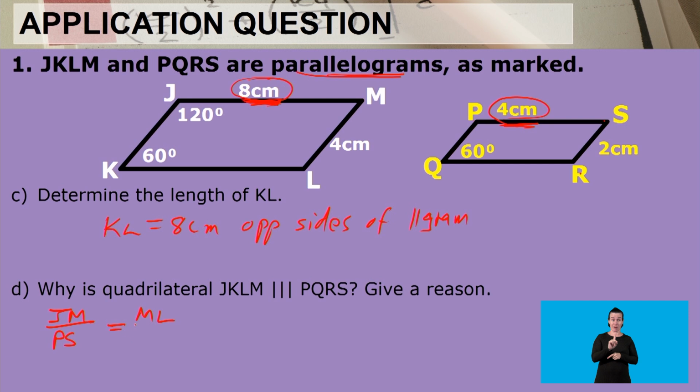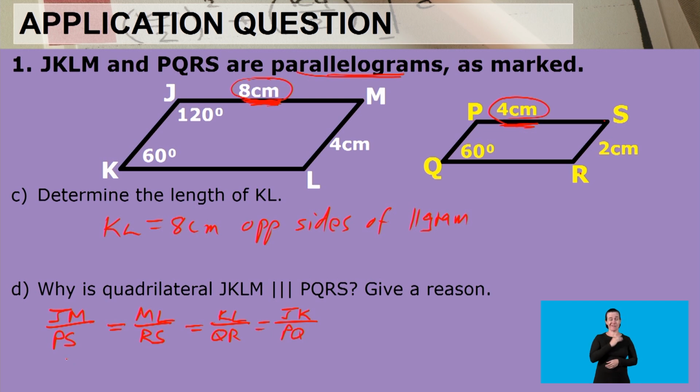ML divided by RS, and KL divided by QR, and JK divided by PQ. All right, let's do it in values.